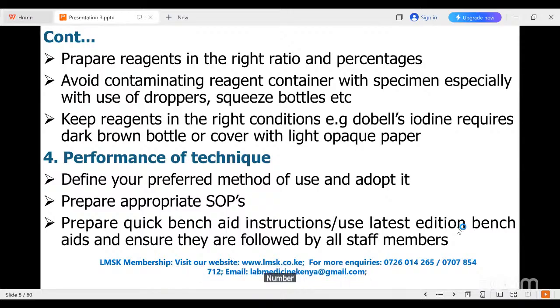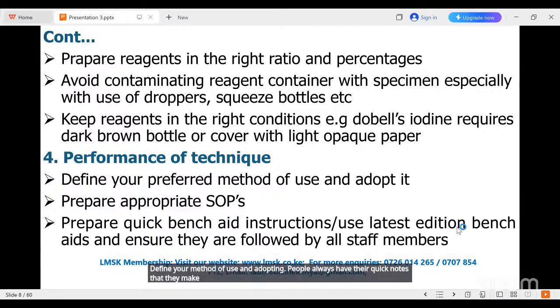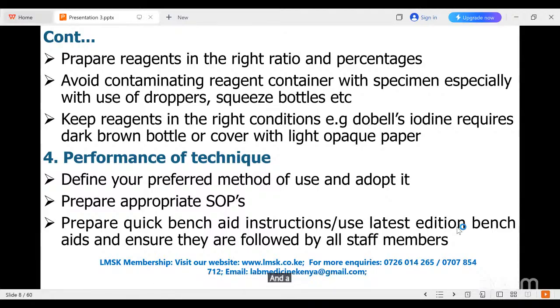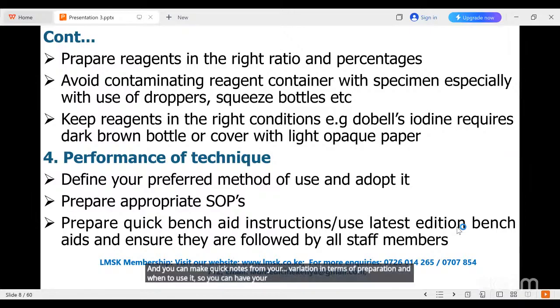Number 4, performance of the technique is one of the things we look at when it comes to quality assurance. Define your method of use and adopt it. People always have their quick notes that they make in a lab for specimen analysis. Always refer to your method that you have adopted, and make sure that you use your method consistently. Always prepare appropriate SOPs. You can have an MSDS from a specimen container, from a reagent, and you can make quick notes from your reagent in terms of preparation and when to use it. So you can have your appropriate SOPs that are aligned to the experiment you want to undertake. Always prepare quick bench aids instructions for quick use, and we always encourage that you use the latest edition of bench aids and ensure that they are followed by all staff members.